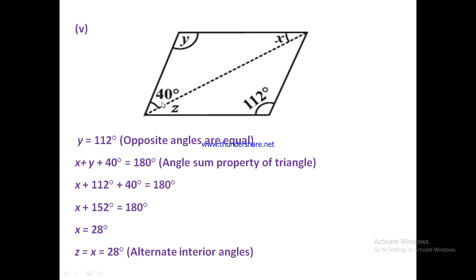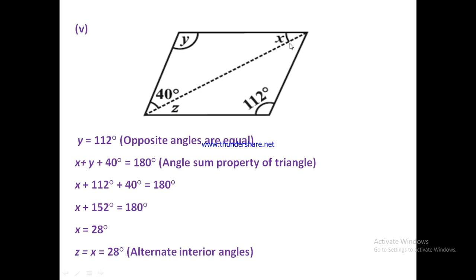This angle is 40 degree, and we can see that y, x and 40 degree are the interior angles of this triangle. So using angle sum property of a triangle, x plus y plus 40 degree is equal to 180 degree, and we know that y is equal to 112 degree. So x plus 112 degree plus 40 degree is equal to 180 degree. It gives x is equal to 28 degree.